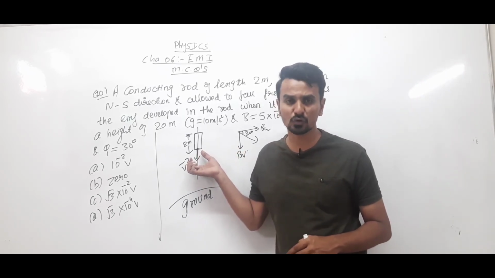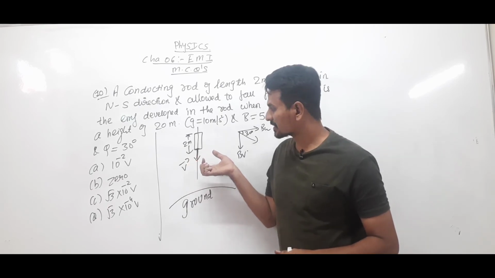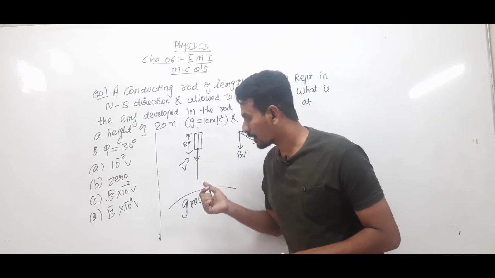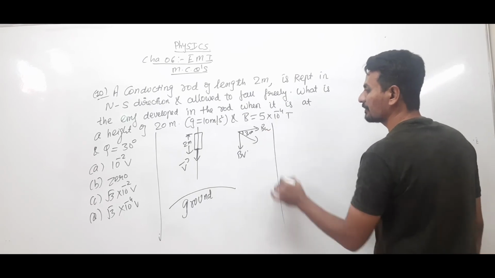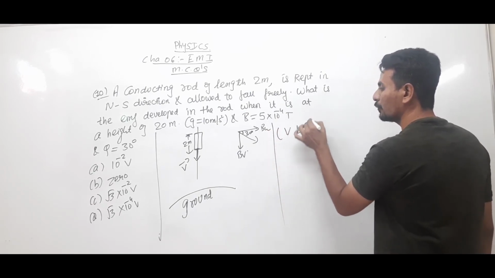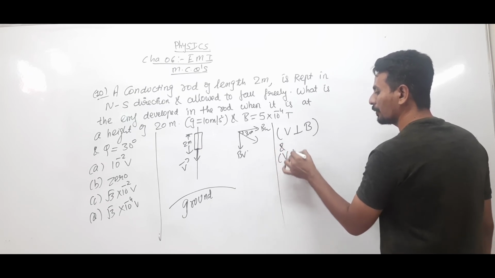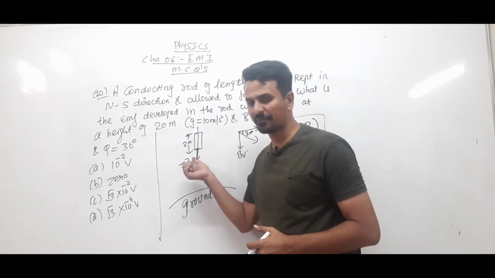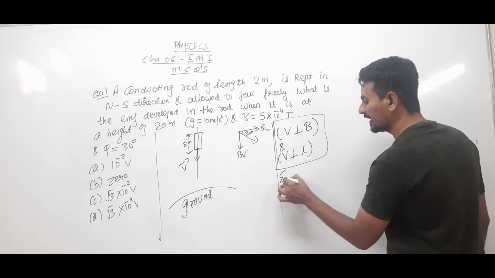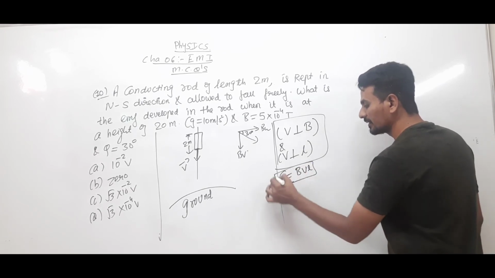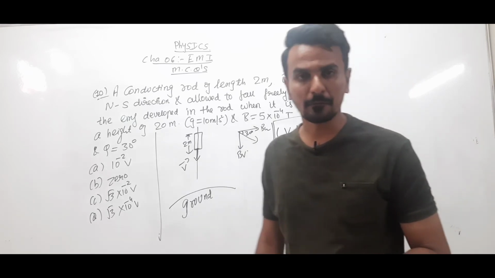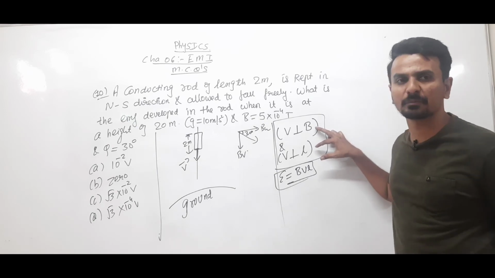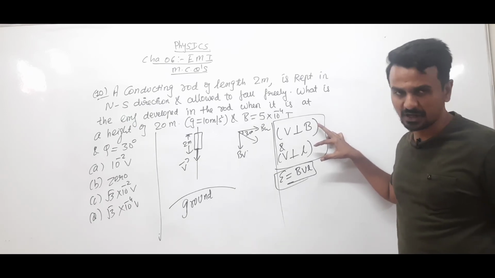Since the rod is performing motion, there are chances that motional EMF will be induced in the rod. But for motional EMF, we need to check whether velocity is perpendicular to B and velocity is also perpendicular to L. Only if these two conditions are satisfied will EMF be induced in the rod. Then we use the formula E equals BVL, or minus BVL, to calculate the motional EMF. These are the two conditions for motional EMF.